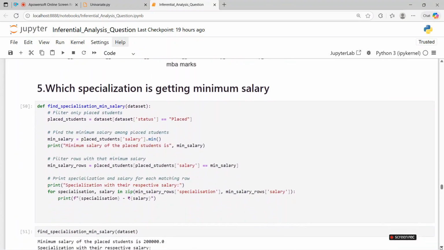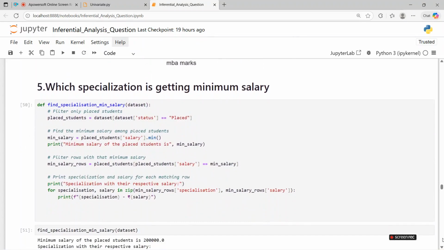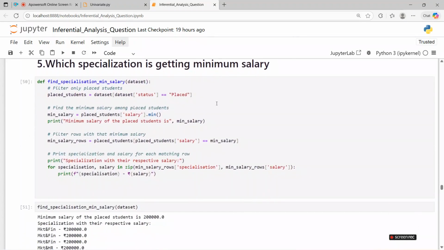So the next question is which specialization is getting minimum salary? For that we have a function, find specialization minimum salary, and we are passing the data set. First we need to see whether the students are placed or not, because only for them will salary be available, right? So we are checking the status of the students which is equal to placed. We are taking those rows into placed students.